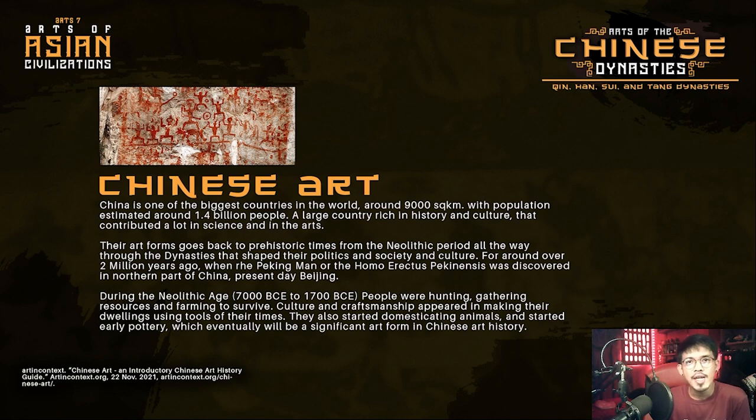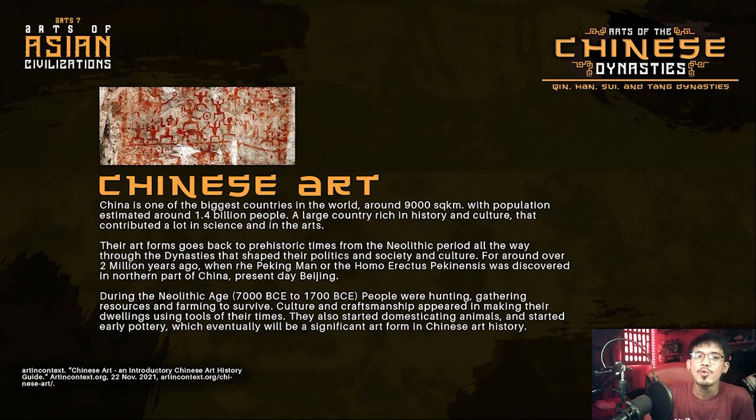So let's define China first. It is one of the biggest, if not the biggest, countries in the world. According to artincontext.org, it is around 9,000 square kilometers by size, and the population is around 1.4 billion. It's a large country with a vast population. Therefore, of course, it will have a rich repository of culture and history. It existed since prehistoric times, so later we will go over that.